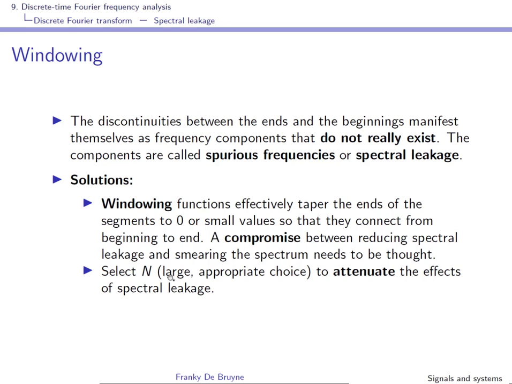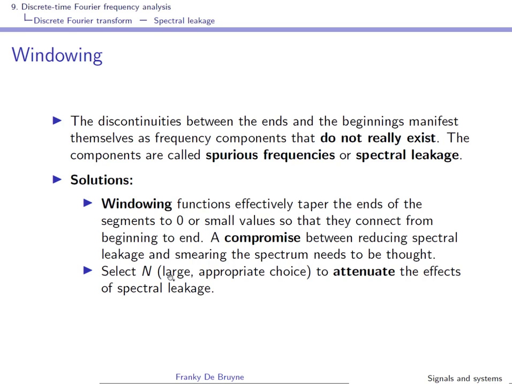But of course this will lead to a compromise between reducing spectral leakage and smearing the spectrum, because you will be changing the spectrum since you will be changing the original signal. Before you do windowing, of course, you should do everything that is possible to decrease spectral leakage as much as possible. For instance, if you have a periodic signal, you should do your sampling in a smart way.